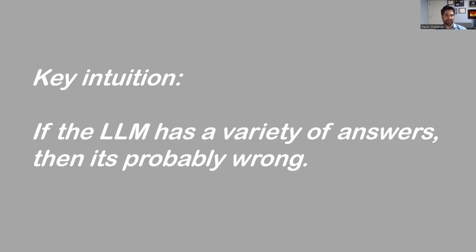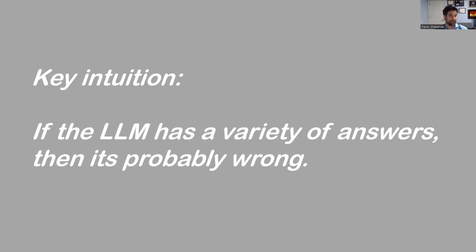Today, we're going to review some original research that deals with what we call diversity measures as a way to quantify uncertainty in the output of large language models. So this paper, we have a preprint version that's currently available on arXiv, and we also have software available through GitHub. So here's the key idea. If a large language model has a variety of answers to a given query, then it's probably wrong.